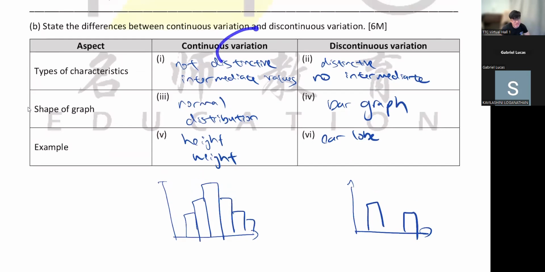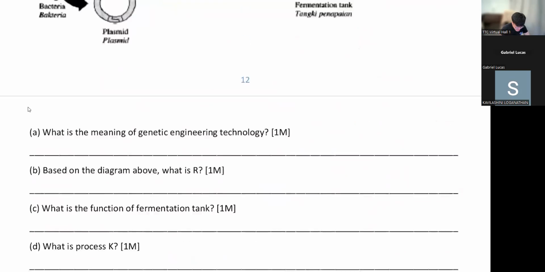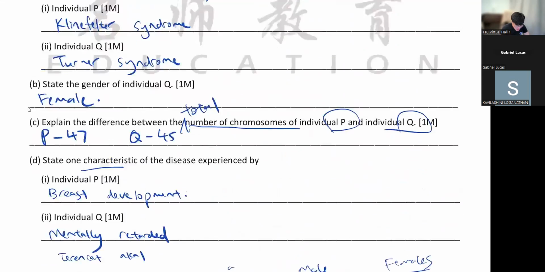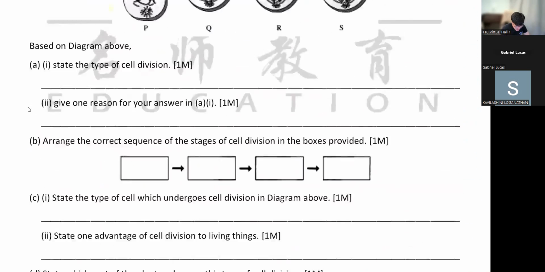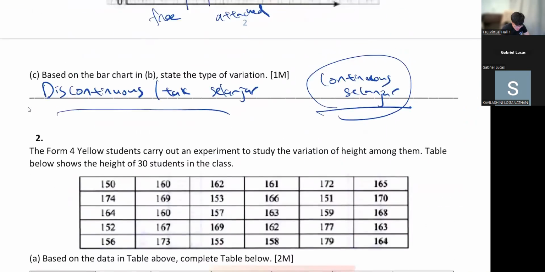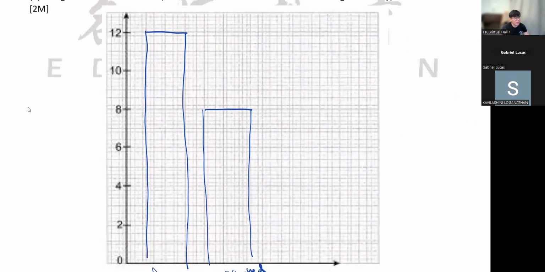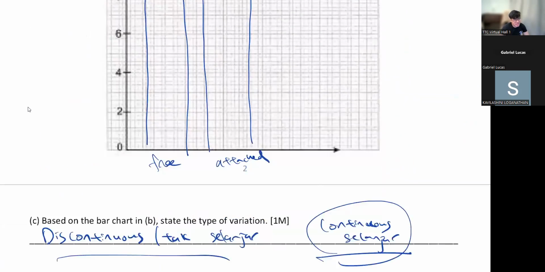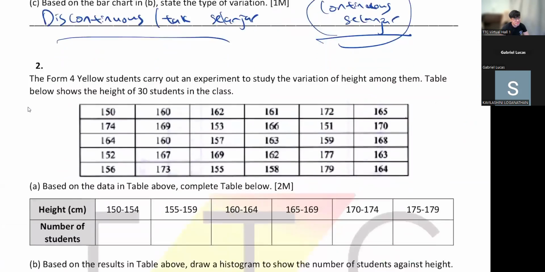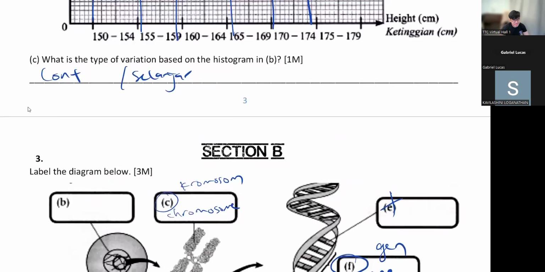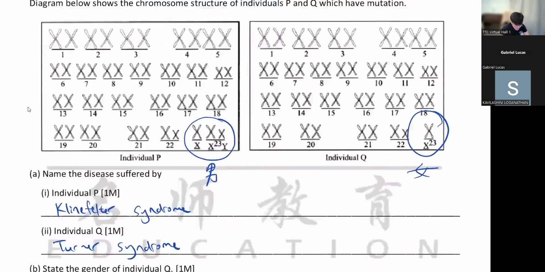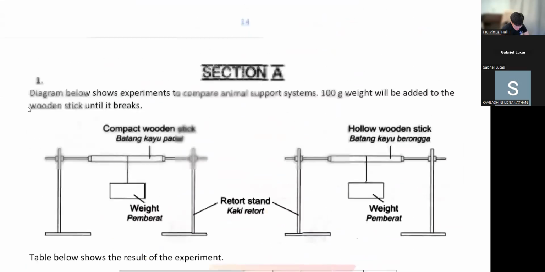Guys, pay attention to this variation. As I said, this part is definitely coming out in the exam. I assure you. So they will look something like this. If you still remember your last week stuff, they look like this. Your variation again. So as you can see, the graph for free and attached here is your discontinuous, and this is your continuous. Easy peasy.